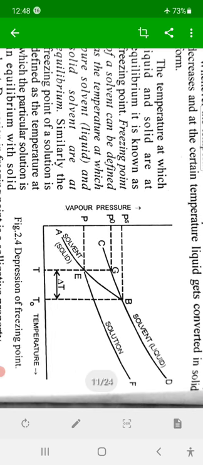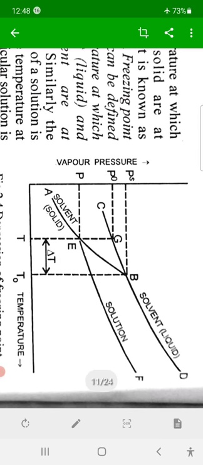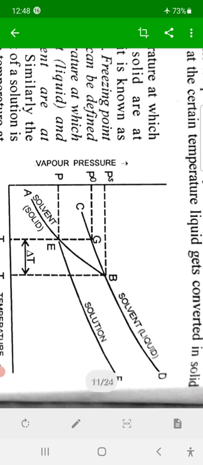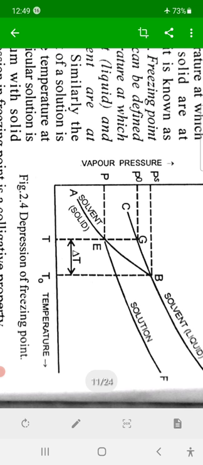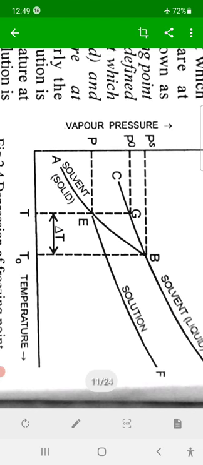See here, this is a diagram showing the decrease, or depression, in freezing point of solution and solvent. This also shows the change in vapor pressure. This graph shows the change in vapor pressure for solvent and solution with change in temperature. The graph ABD shows the change in vapor pressure with increase in temperature for pure solvent, and graph EF shows the change in vapor pressure of solution of the same solvent with increasing temperature.